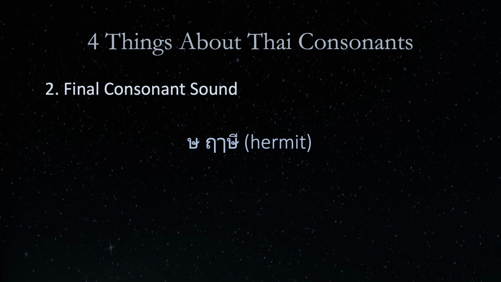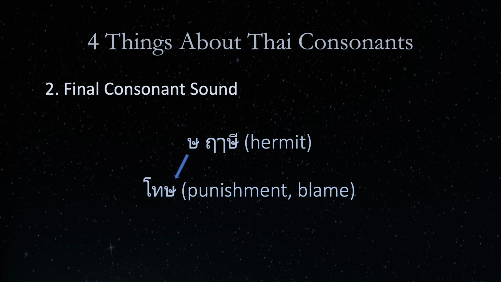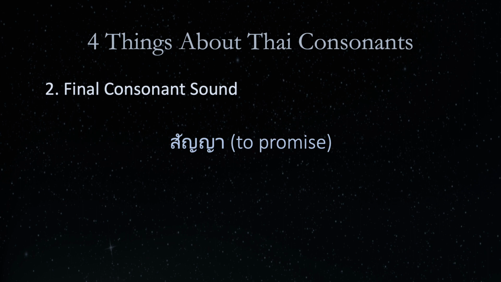Some consonants deviate from their default sounds when they are final consonants. That is, when they occur at the end of a syllable. You must bear this in mind when reading Thai. The consonant so sua, which sounds like an S as an initial consonant, sounds like a T as a final consonant. In the word tot, meaning punishment or blame, for example, so sua is the final consonant and sounds like a T. Tot.